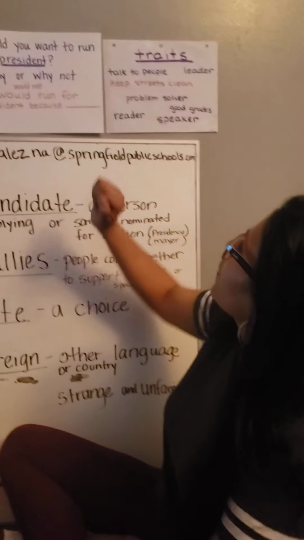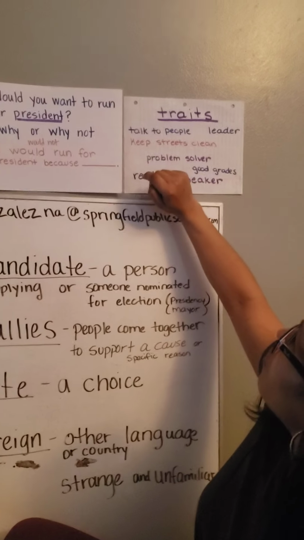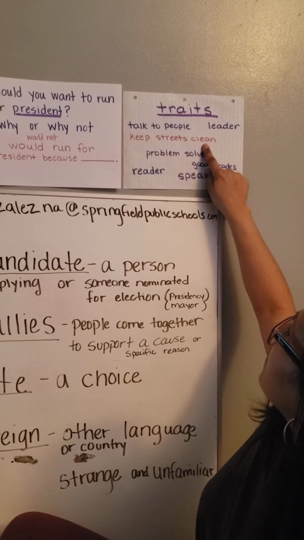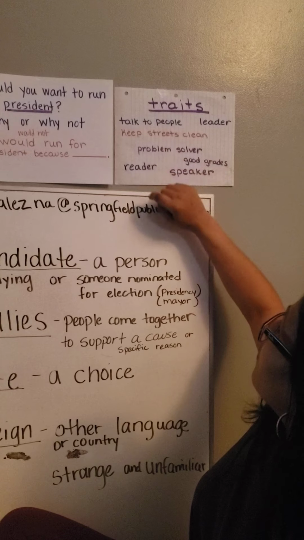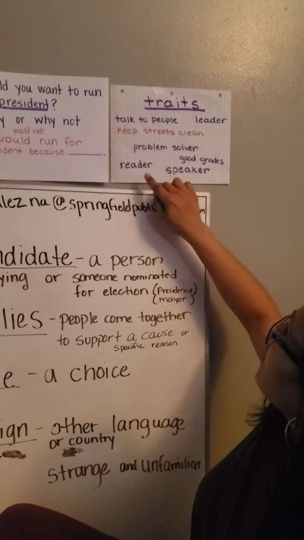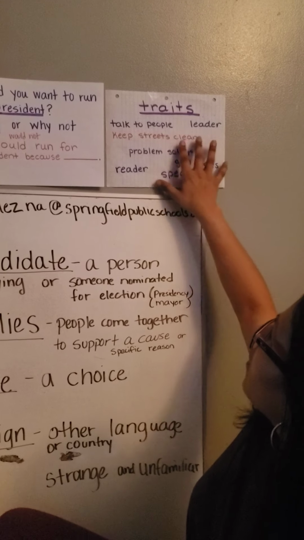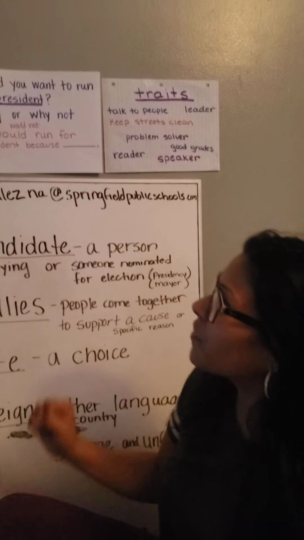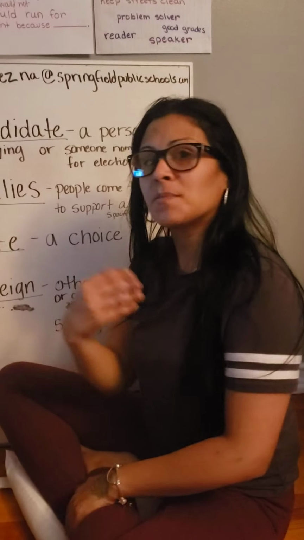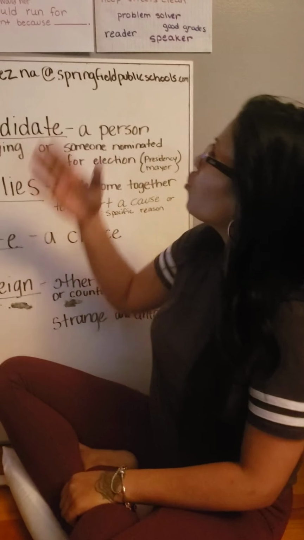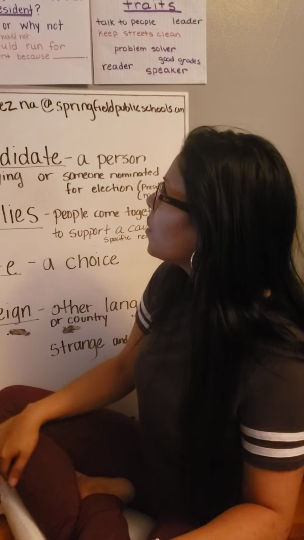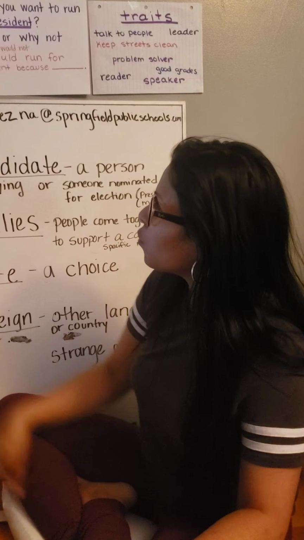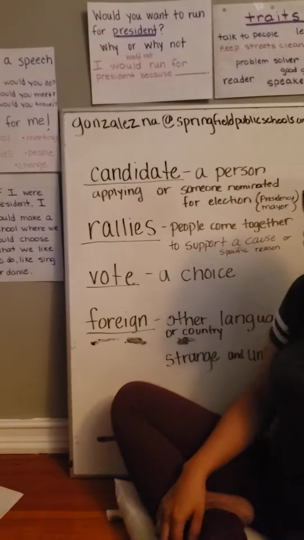Okay? So you can say talk to people, keep streets clean, be a leader, great problem solver, you have good grades, reader, or a speaker. These are just some traits or some actions that speak of how I am, right? So you can pick other ones that are not on that list. It's your choice. Now, for writing, we'll talk about writing after. So we'll first go over the questions at the end of our article.